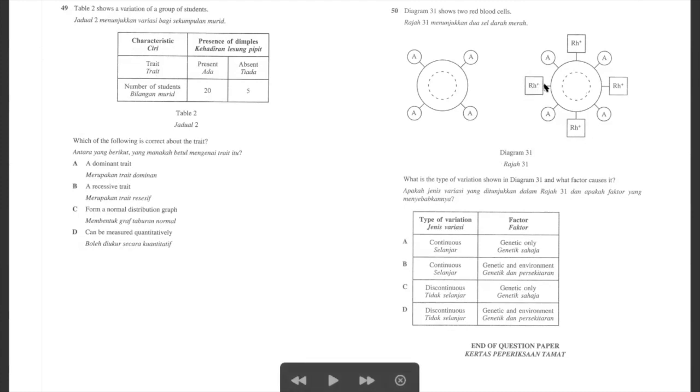Kalau awak rhesus positif, dia akan muncul dekat red blood cell. Kalau awak rhesus negatif, dia tak akan ada apa-apa. Dia kosong. Boleh faham? So maksudnya yang ni dia adalah rhesus positif. Yang ni rhesus negatif. Rhesus negatif maksudnya dia tak ada RH, tak ada apa-apa kat sini. Kalau dia rhesus positif, dia ada mendalah ni. So dia adalah discontinuous dan dia adalah genetik. Okay? Boleh faham?